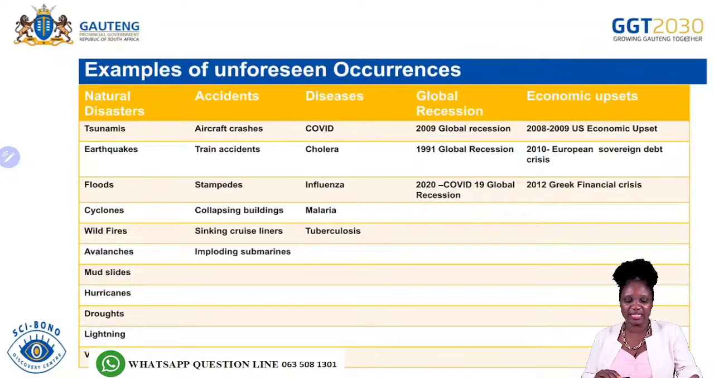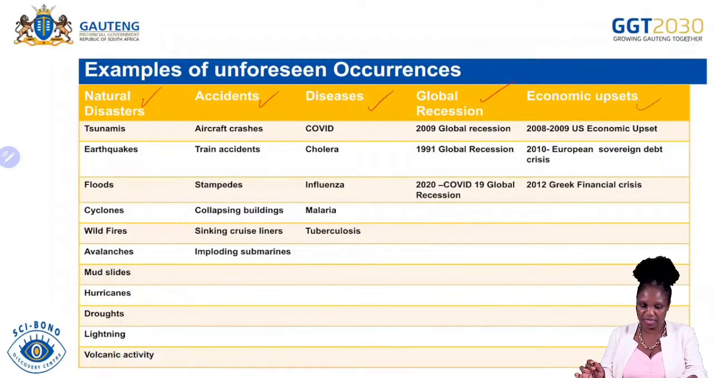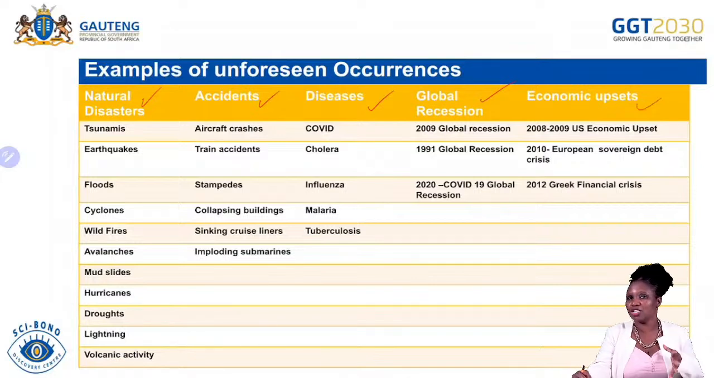And then we've got examples of unforeseen occurrences. Okay, remember, we've got natural disasters, accidents, diseases, globalization, and economic upsets. All right, we've got different examples there. We've got tsunamis and natural disasters, earthquakes, floods, cyclones, wildfires, avalanches, mudslides, hurricanes, droughts, lightning, and volcanic activity. These are natural disasters. They are natural. We don't have control over them.